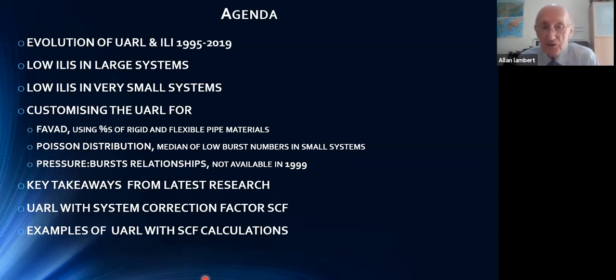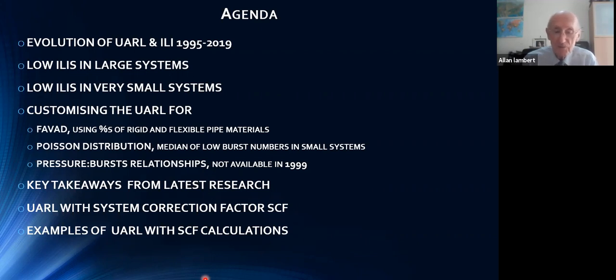When introduced in 1999, lower limits for system size and pressure were set for use of the UARL equation. I'll show you some ILIs less than 1, which have been reported by large utilities in 2 of the best performing countries at relatively low pressures, and also some low ILIs in small systems less than 5,000 service connections.